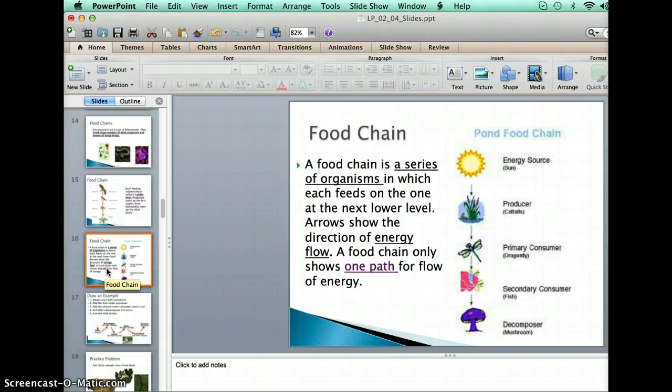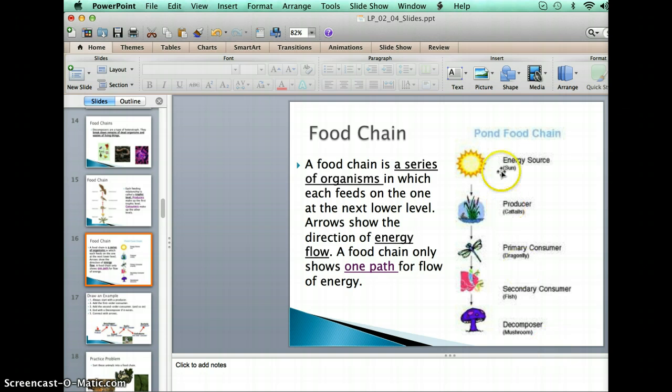Okay, so a food chain itself is a series of organisms in which each feeds on the one at the next lower level. The arrows that you're noticing in these food chains show the direction of energy flow, so basically who's eating who. You're always going to start with energy coming from the sun because plants need that energy. Then you're going to have your producer, and then your arrows are going to keep going up through all of your consumers. Usually you end with a decomposer at the end of the food chain.